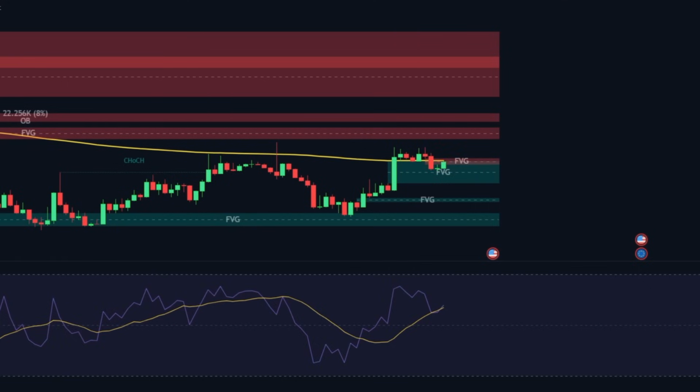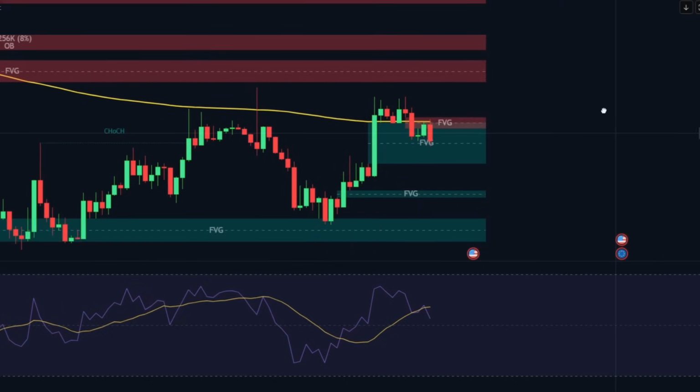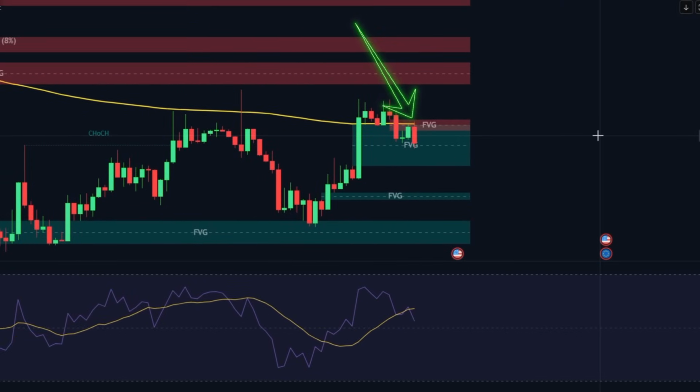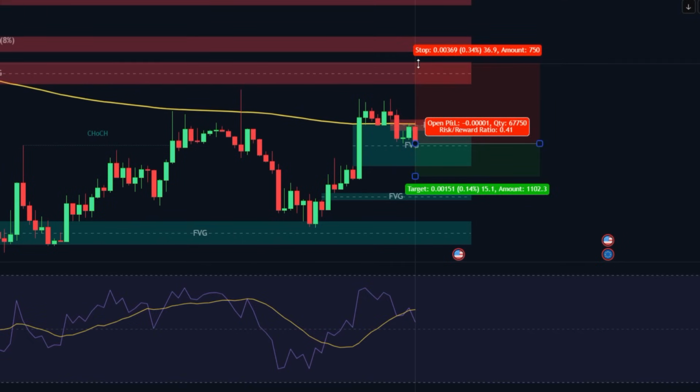Step 3. Entry trigger. Price pushes into our order block. We look down at our RSI. It spikes above the 70 level, indicating an overbought condition. Then, on this next candle, it crosses back below 70. At the same time, we get this huge, powerful bearish engulfing candle. That is our double confirmation.